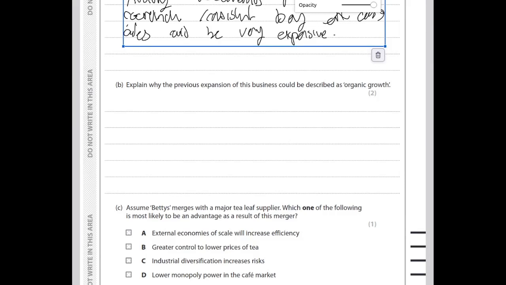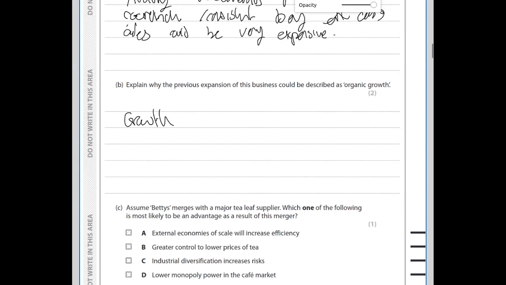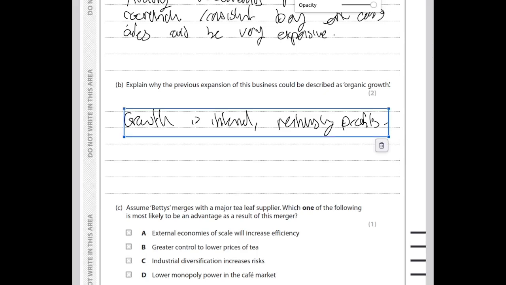Explain why the previous expansion of this business could be described as organic growth. So we want to define organic growth. Organic growth is growth that is internal, basically reinvesting profits, as opposed to, say, mergers and acquisitions. And you could just say there's very little evidence that they've acquired any other business. Their scale also suggests they've not merged, right? So you can grow organically to 5 stores or 6 stores. That's not difficult.